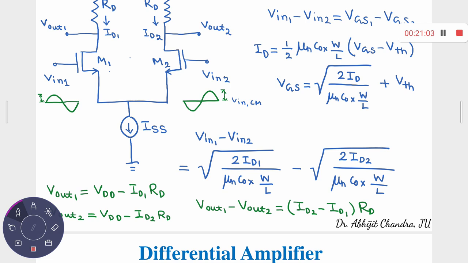We are performing large signal analysis. Don't get confused that large signal is equal to DC analysis. It's not like that. Large signal means we are allowing the input to vary from extreme negative to extreme positive. And here, the input is not V1 and V2 separately; the input is V1 minus V2. So large signal means we are allowing V1 minus V2 to vary from minus to plus. Only when it is equal to 0, that means V1 equal to V2, are you considering the DC analysis. So Vout1 minus Vout2 is equal to ID2 minus ID1 times RD.